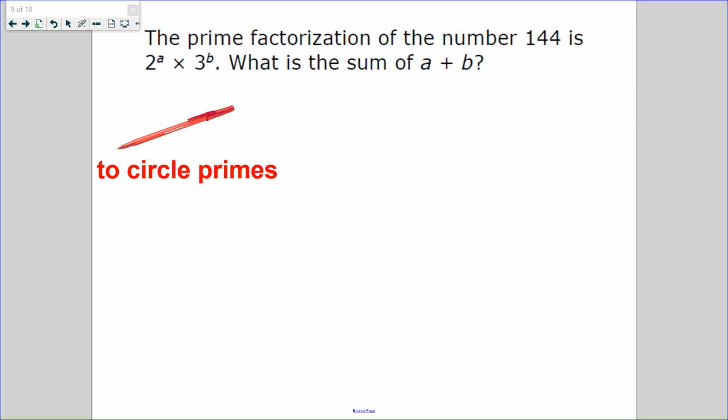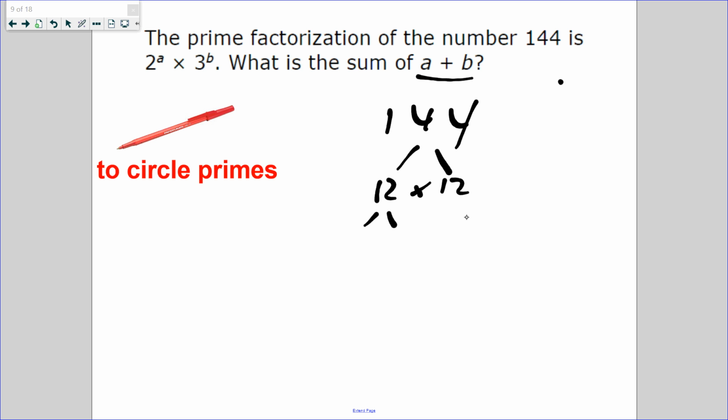Next one: the prime factorization of the number 144 is 2 to the a power times 3 to the b power. What is the sum of a plus b? So 144. What are the factors of 144? I can say 2 times something, maybe 12 times something. I'm going to do 12 times something. 12 times 12 makes 144.